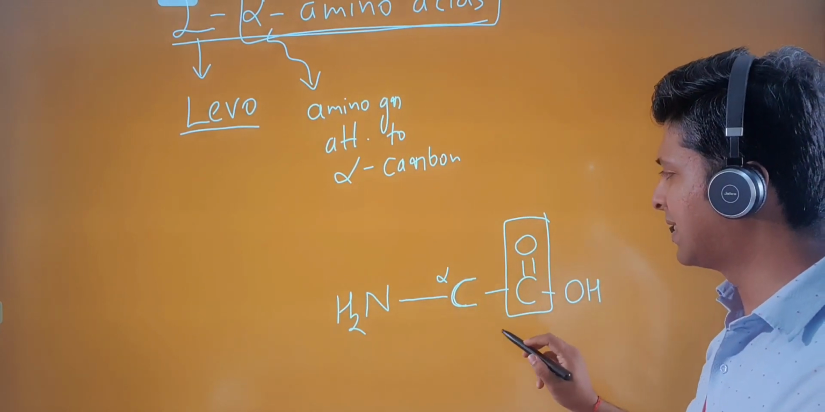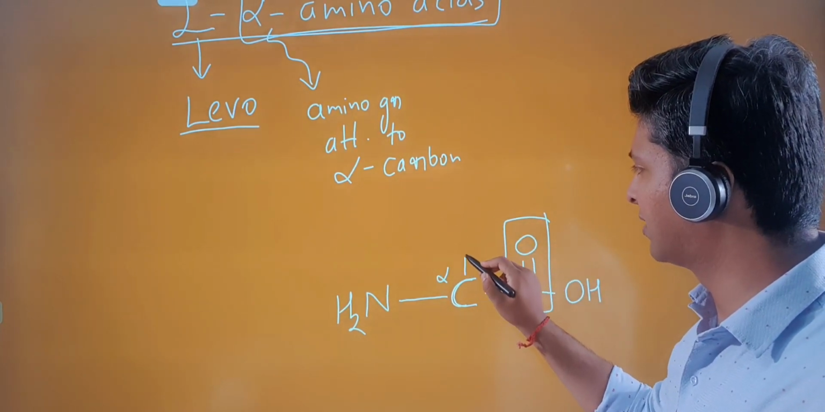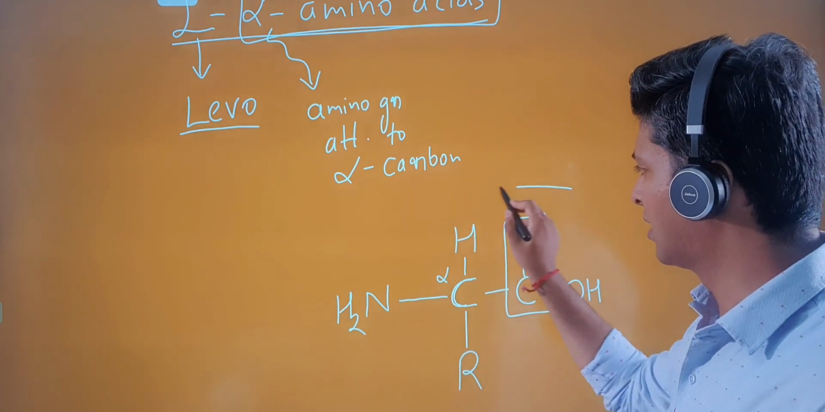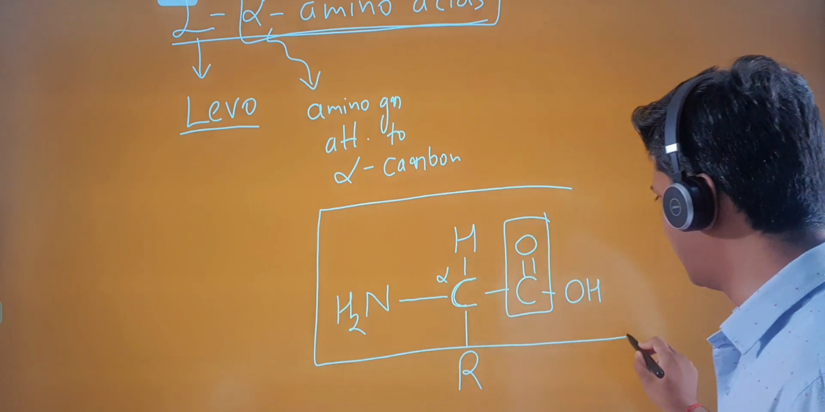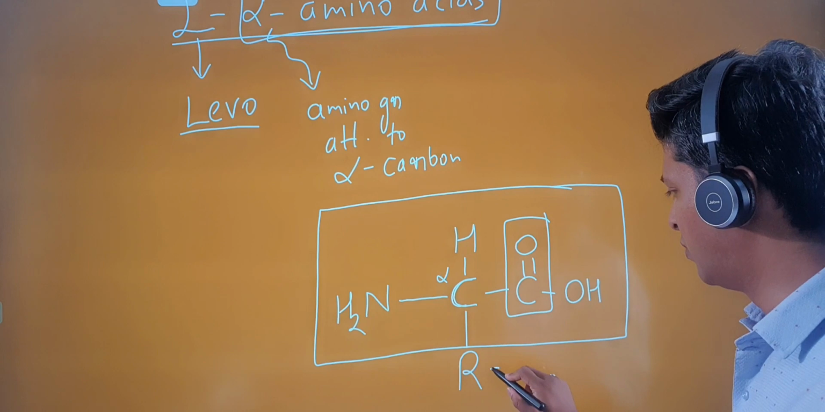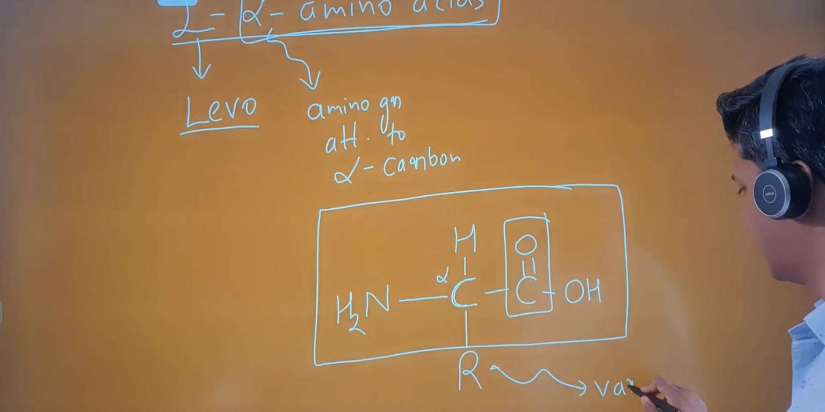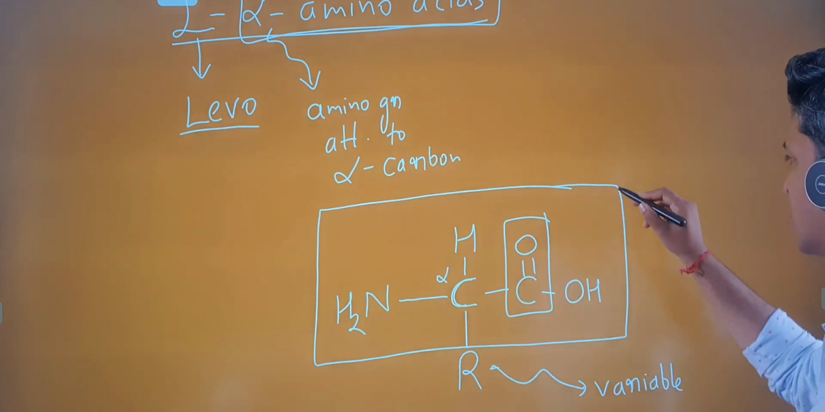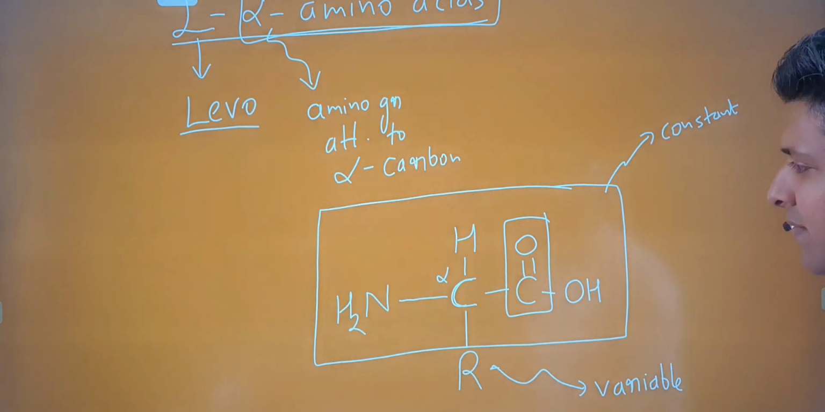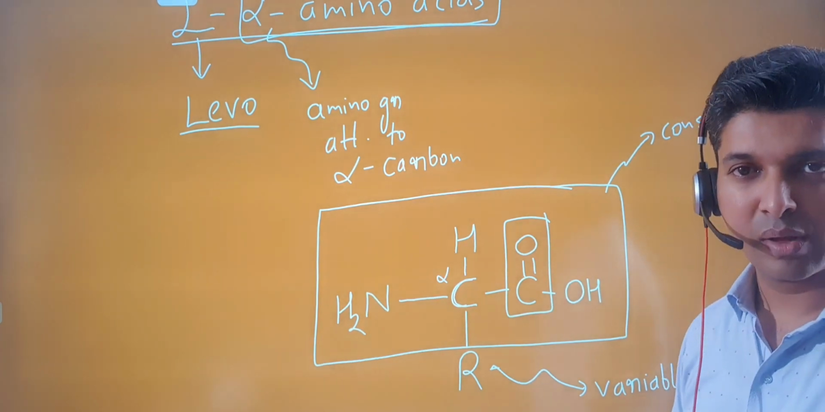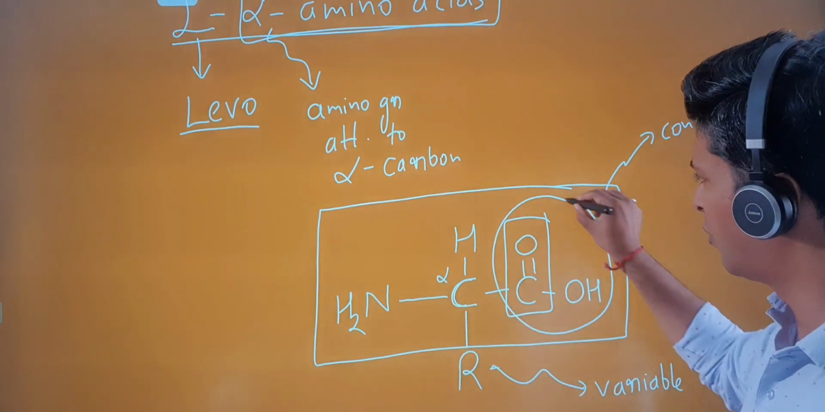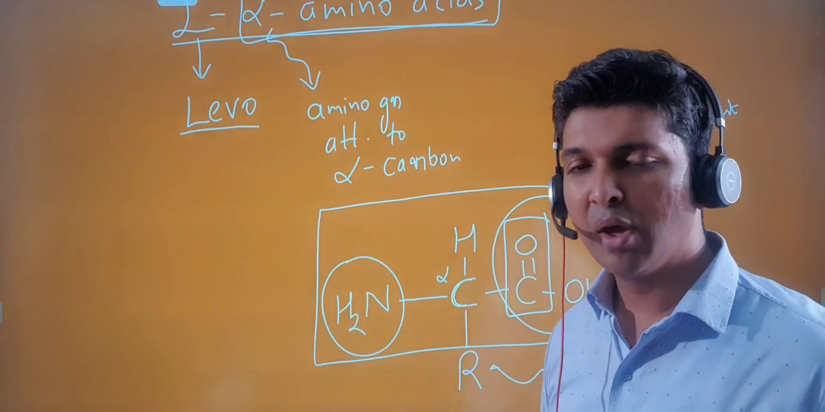You can very well see that in this structure we are having a variable part, right? That is, this R is going to be variable, and whatever is inside the box is going to be constant. This is going to be the constant part and this is going to be the variable part. And in this structure you can also see that there is an acidic group as well as a basic group. So COOH is the acidic group, NH2 is the basic group. You must have guessed it by now.